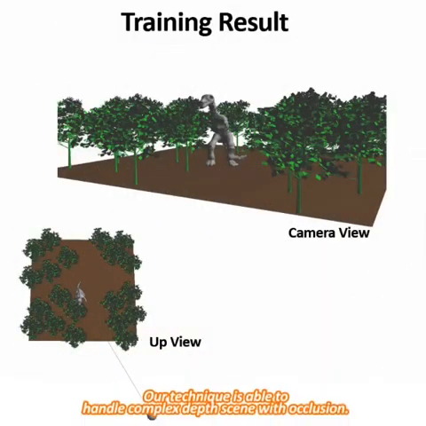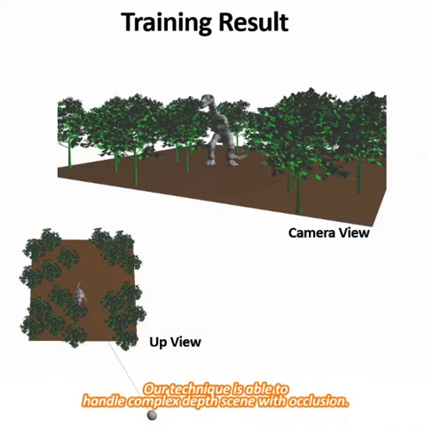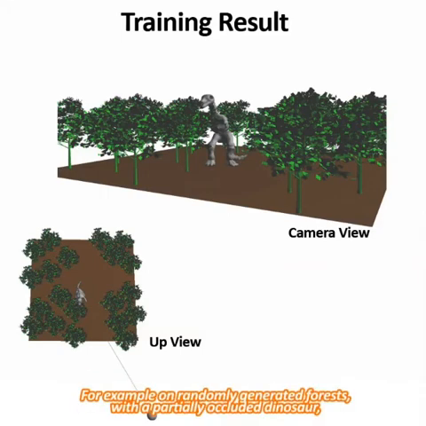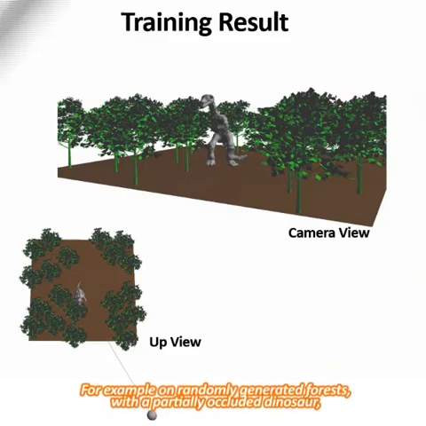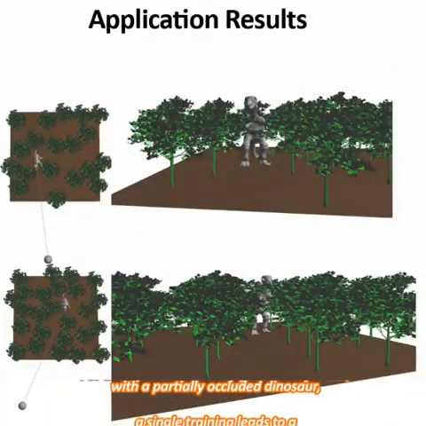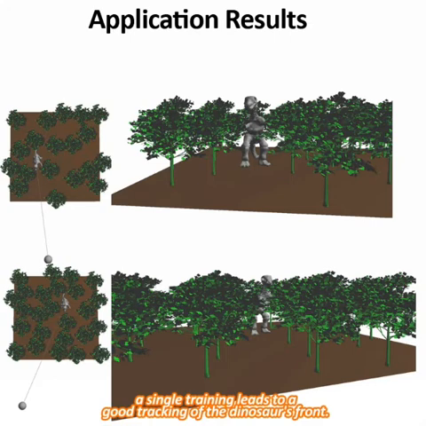Our technique is able to handle complex depth scenes with occlusion. For example, on randomly generated forests, with a partially occluded dinosaur, a single training leads to a good tracking of the dinosaur's front.